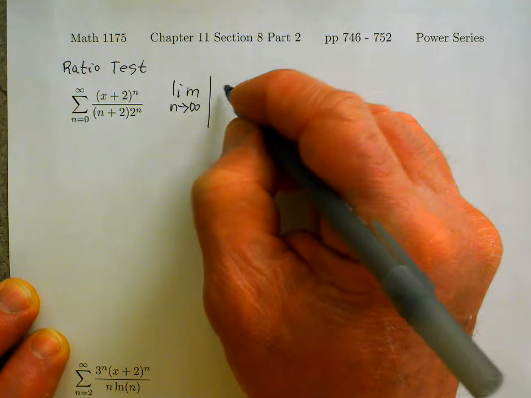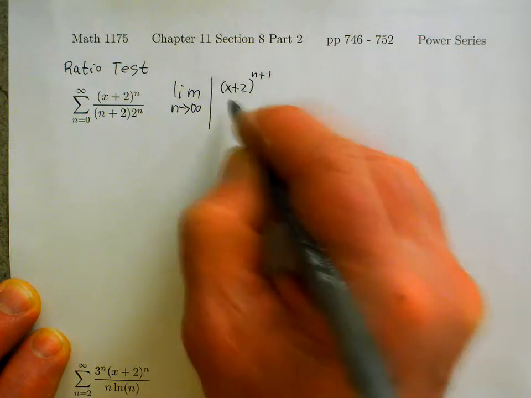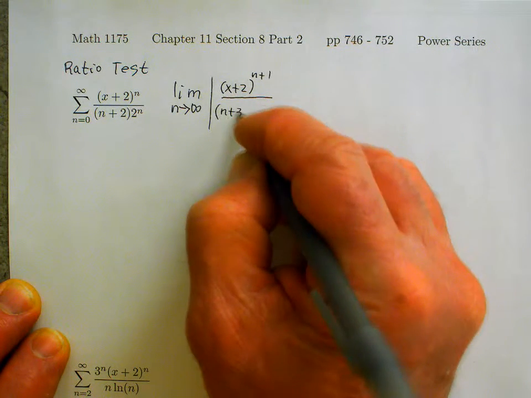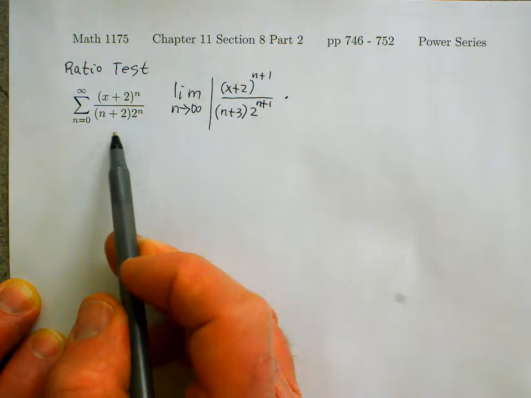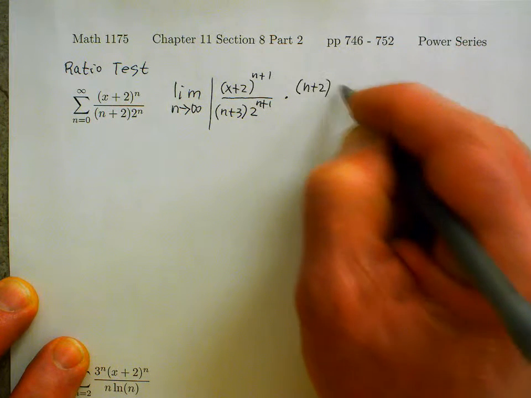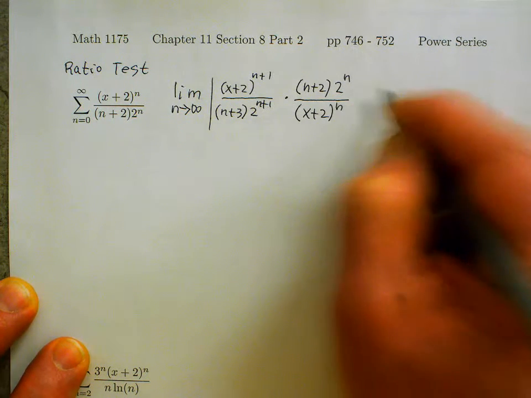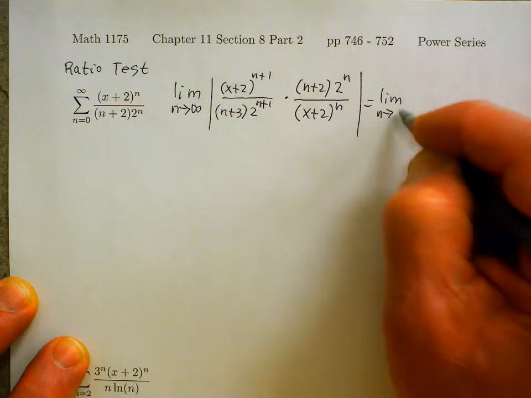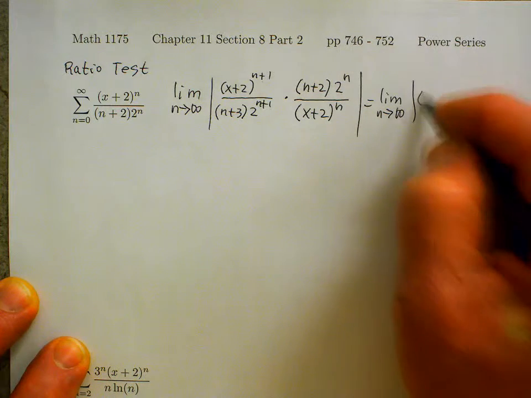So the n plus first term, x plus 2 to the n plus 1, divided by n plus 1 plus 2, which is n plus 3, times 2 to the n plus 1, multiplied by the reciprocal of the nth term. So the nth term, the reciprocal is n plus 2 times 2 to the n over x plus 2 to the n. Then simplify a little bit. x plus 2 to the n plus 1 over x plus 2 to the n is x plus 2.